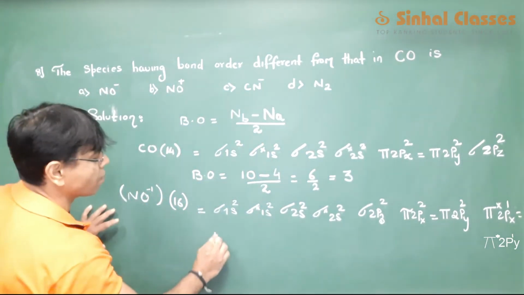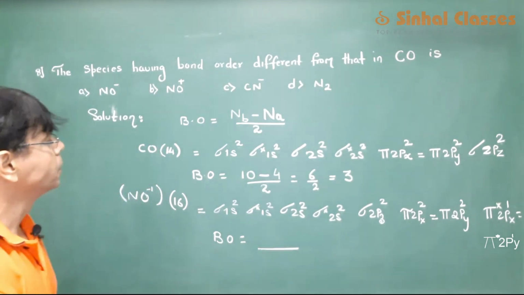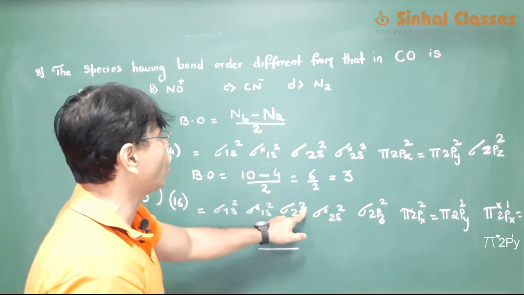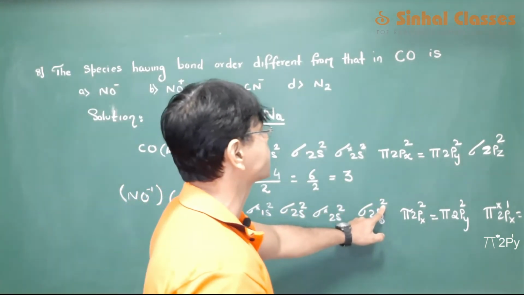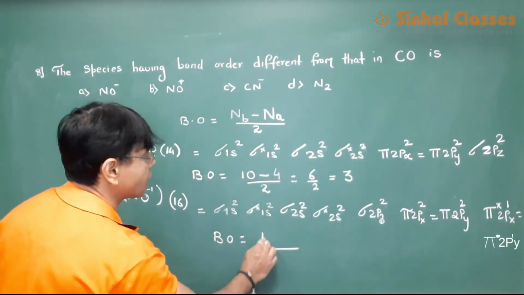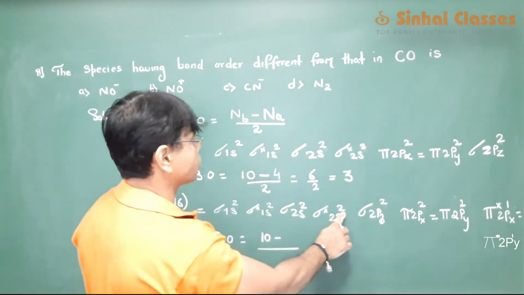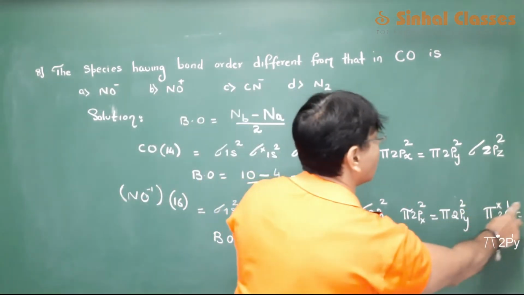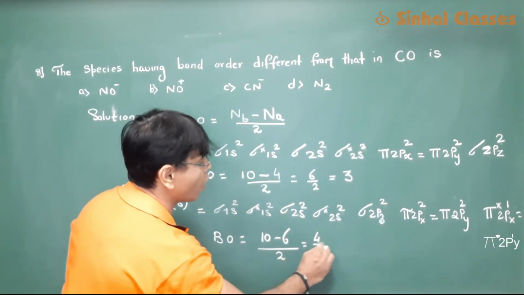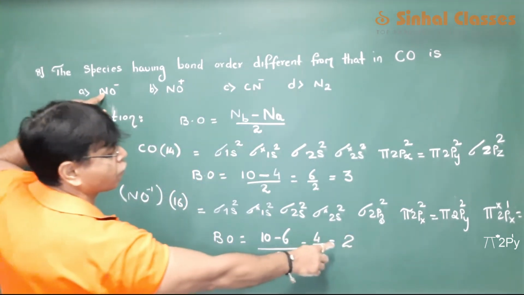So now the bond order for this will be: first bonding, 2 plus 2, 4, 4 and 2, 6, 7, 8, 9, 10. So 10 electrons are for bonding. Now anti-bonding: 2 plus 2, 4, 5 and 6, divided by 2. So 4 divided by 2 is 2. So NO minus has a bond order of 2.